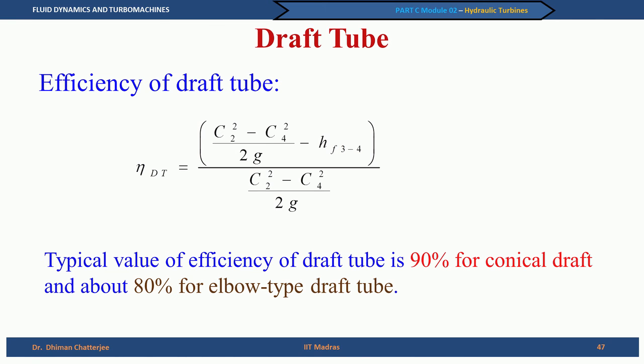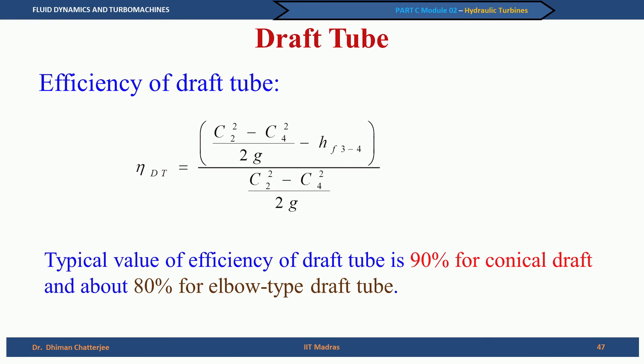Before we do that, we can also define the efficiency of the draft tube. It is nothing but how much of the energy we are trying to recover. The first term in the numerator is (C2 square minus C4 square) by 2g, and this is the kinetic energy that we are recovering. But of course, the penalty that we pay is some frictional head drop Hf from 3 to 4. And the ideal energy that we could have recovered is (C2 square minus C4 square) by 2g, because in the ideal world there is no frictional head drop, because we are not talking about viscosity. So, this is the definition of the draft tube efficiency.